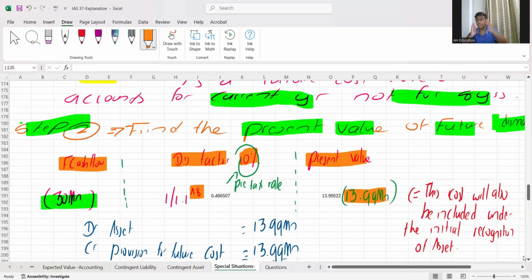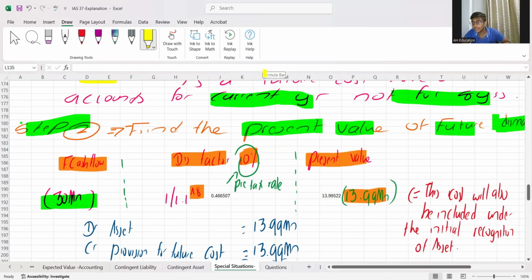So this is the value as of today for your future 30 million cost. Or in simple terms, your 30 million future cost is equivalent today to 13.99 million.